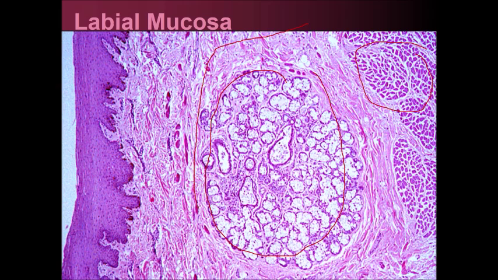In the submucosa, this is the lamina propria, and the epithelium here is non-keratinized epithelium. So this is the labial mucosa, how it looks: non-keratinized epithelium, lamina propria, and the submucosa is rich with minor salivary glands.